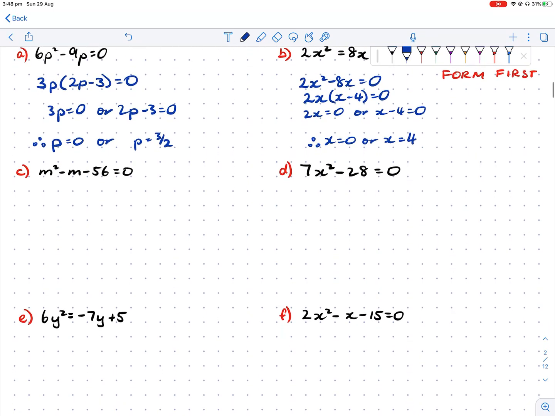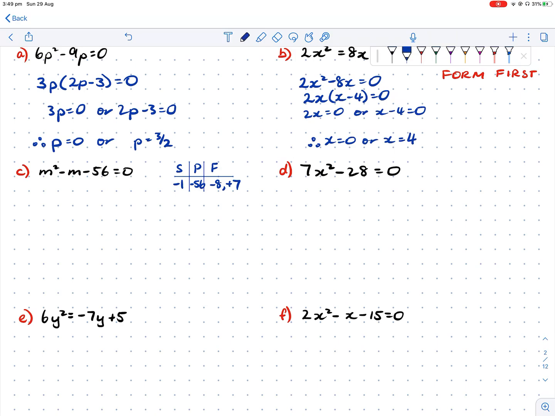Question C, we now have a trinomial. So when we're working with a trinomial, we're going to use SPF. Hopefully we're pretty well versed in this now. So what we want is two numbers that add to give -1, and they multiply to give -56. Now with 56, it's 7 and 8, so then it needs to be a -8 and a +7. So just have a quick look. Do those two numbers work with that sum and product?